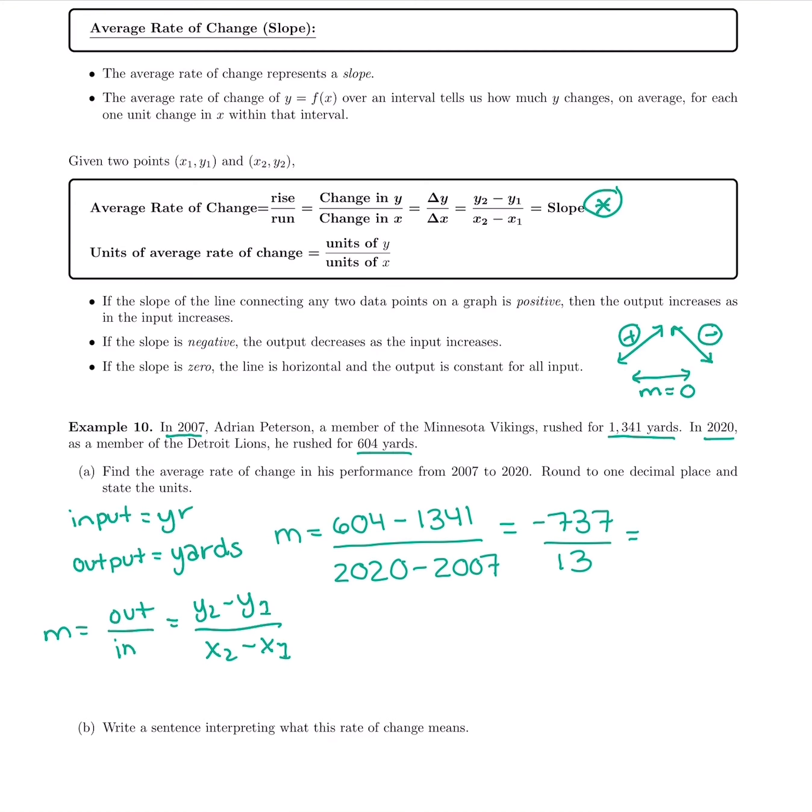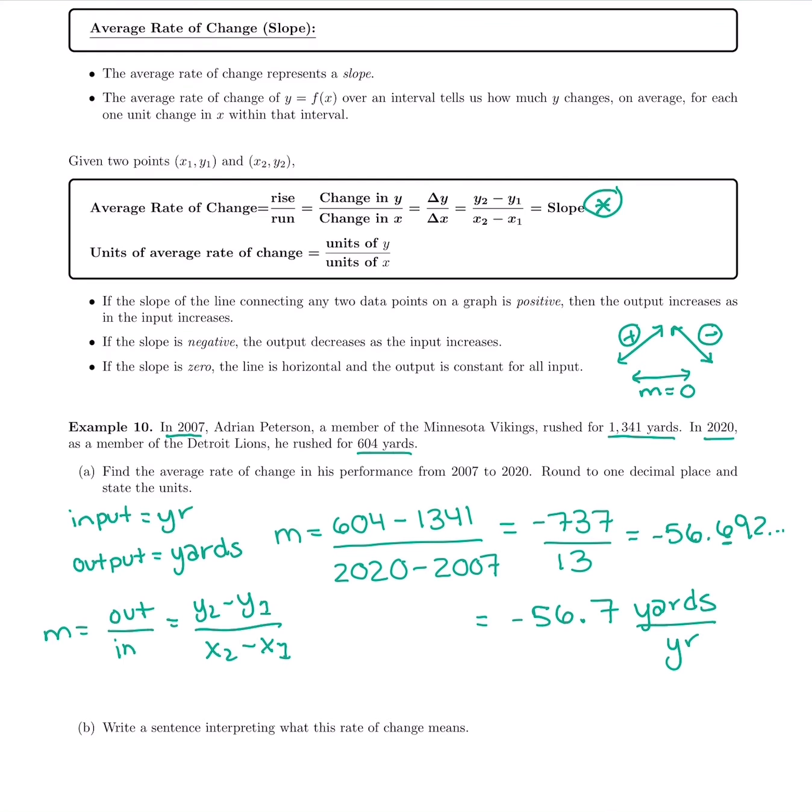I'm going to round to 1 decimal place. I'm getting negative 56.692, it keeps going. And we want to round to 1 decimal place. So we want to figure out, should that 6 stay a 6 or should it round up to be a 7? Because there's a 9 after the 6, it's going to round up to be a 7. It's not going to stay a 6. So negative 56.7, and we're going to use our appropriate units. The numerator was measuring yards. It's always the output unit. Over the denominator, 2007 and 2020, those were years.